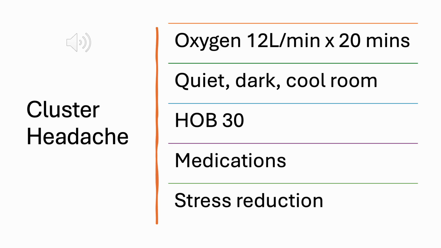Then the other thing that's different from migraines is that oxygen therapy helps. So it's 12 liters a minute times 20 minutes, and you would have the patient sit up while they're engaging in oxygen therapy. So that's it for cluster headaches.